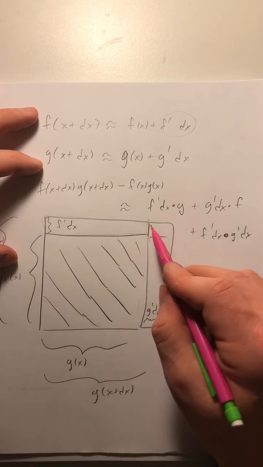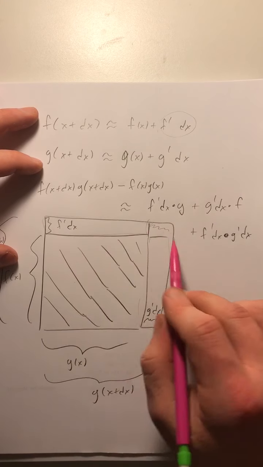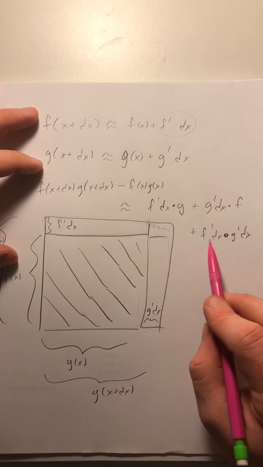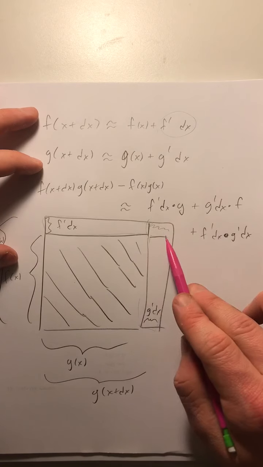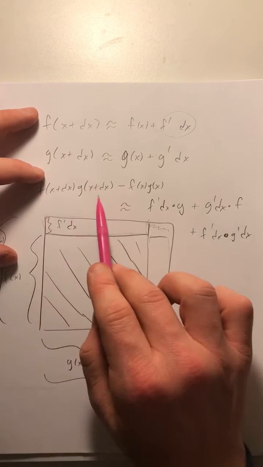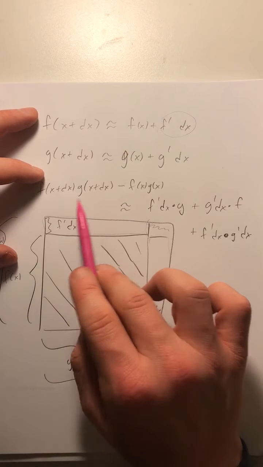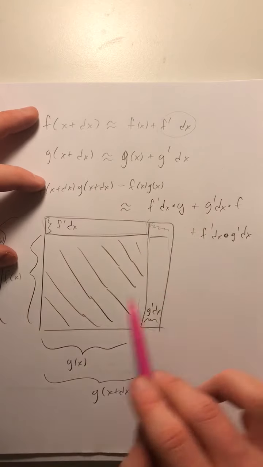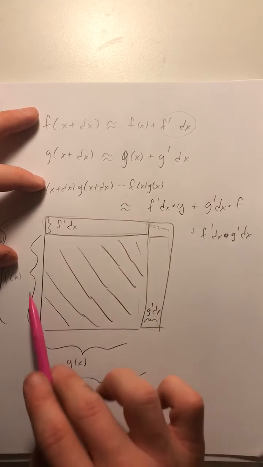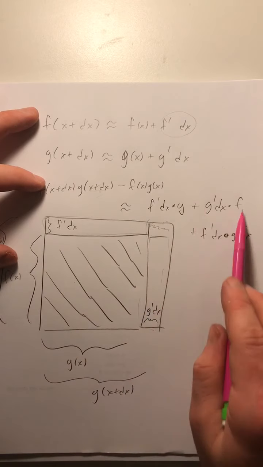And then this part up here has height f prime dx and width g prime dx. So the area of this piece is f prime dx times g prime dx. And the area of the big rectangle, I drew it as a square, but it probably is going to be a rectangle, is this. The shaded rectangle is this. I subtract, and I just have the areas of these three pieces, which is what's over here.